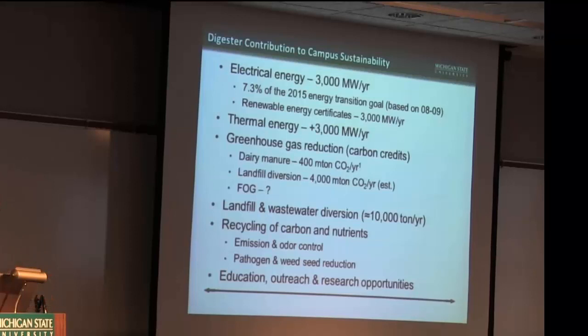3,000 megawatt hours a year of electricity, or 3 million kilowatt hours per year. Again, we devalued that a little bit, so we were going to be happy. Our pro forma said if we could hit 2.2 million kilowatt hours a year, we would be doing fine. This is about 7% of our energy transition plan for this year, so it did make a little bit of a contribution to the sustainability goals of the university.